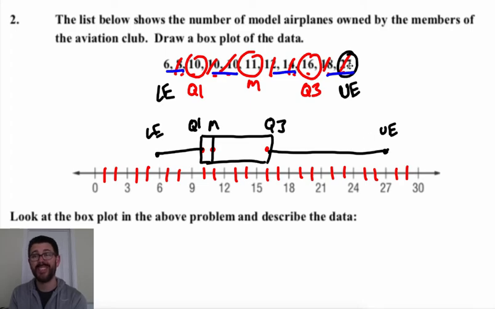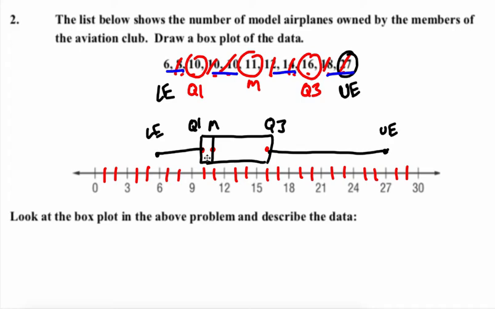It went all the way from 16 to 27. That's why it was so long, because the data was spread out. Here, we just went from 10 to 11. That's why they're so close to each other, because the data is not very spread out.